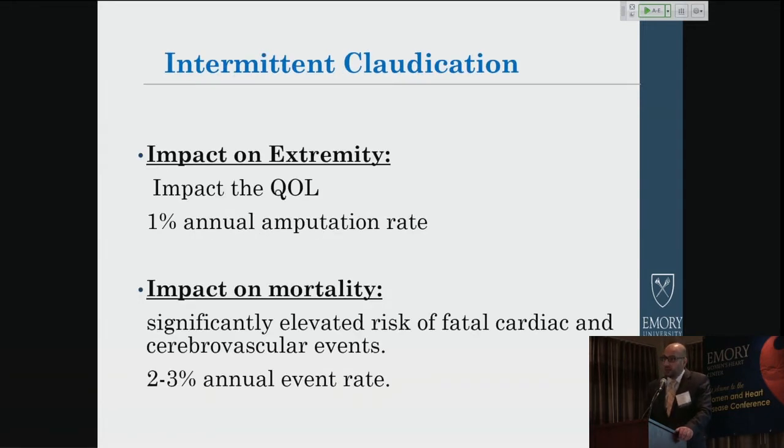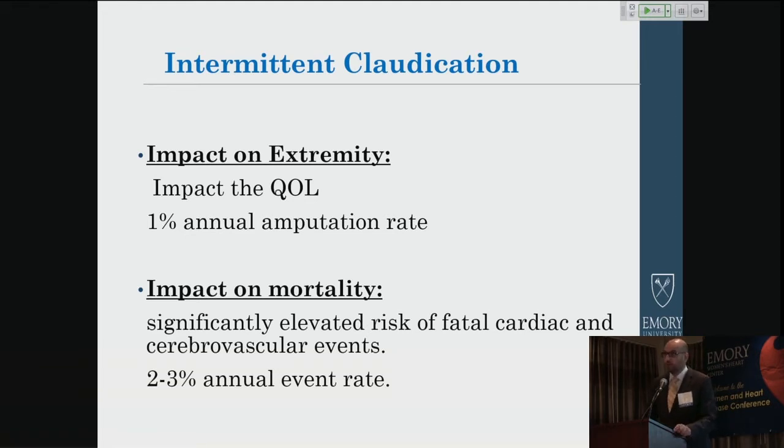Intermittent claudication, again, is exertional pain in the lower extremity associated with restriction of blood flow as identified by a low ankle brachial index. Now, this does have an impact on the lower extremity. It impacts the quality of life as it limits the walking capacity of patients, limits their ability to exercise, perform activities of daily living, as well as limits their working capacity. There is a very low risk of limb loss in patients who have claudication. It's only 1% per year.